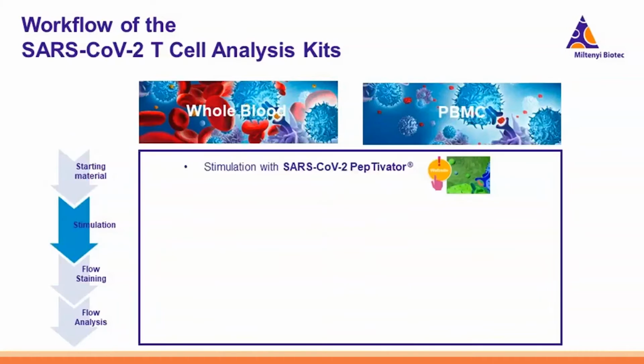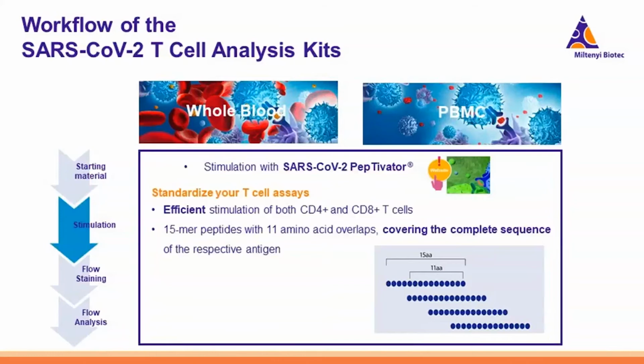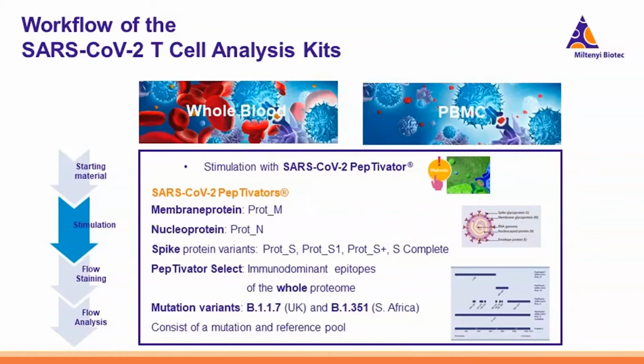After preparation of the starting material, stimulation of SARS-CoV-2 T cells occurs. The most efficient stimulation of T cells can be induced by using our Peptivator peptide pools. The Peptivator peptide pools are designed to stimulate both CD4 as well as CD8 positive T cells. Our standard Peptivator peptide pools are a mixture of peptides with a length of 15 amino acids that have an overlap of 11 amino acids to cover the complete sequence of the antigen. Our SARS-CoV-2 specific products are based on proteins of the coronavirus.